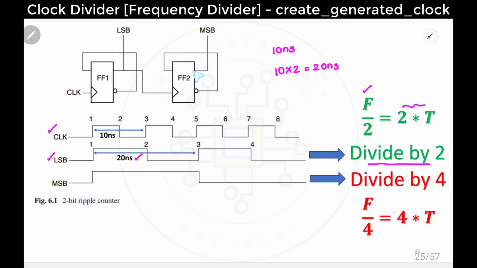And again, after passing through flip-flop number 2, it is again getting multiplied by 2. So this 20 nanosecond will become 40 nanosecond. That's why it is divided by 4. Whenever frequency is getting divided by 4, time period is getting multiplied by 4. So this is the example of a 2-bit ripple counter. If you take an example of a 1-bit ripple counter, it will function as divided by 2. If you are taking 2-bit, it will function as divided by 4.